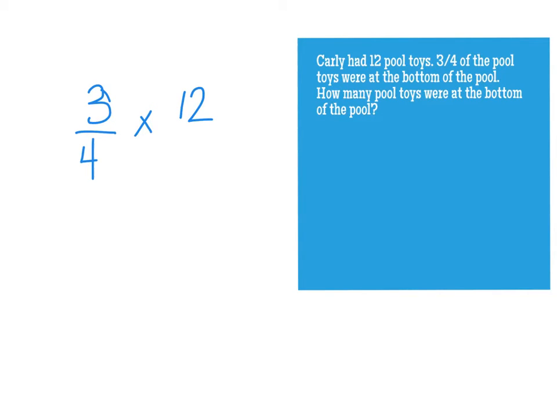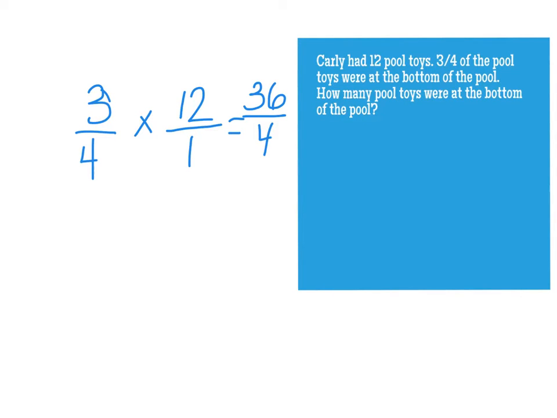Okay, so I am going to add a 1 as my denominator. That does not change the meaning of 12 at all, because if I divided 12 by 1, I would get 12. Now I simply multiply across my numerators and I multiply across my denominators. 3 times 12 is 36, and 4 times 1 is 4.